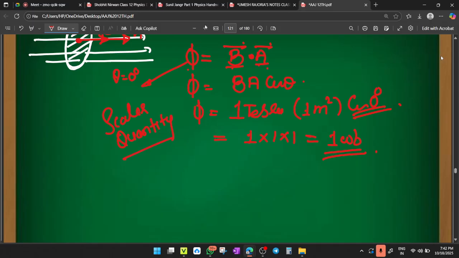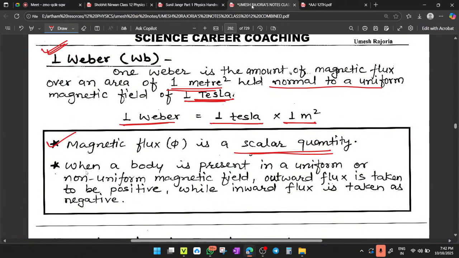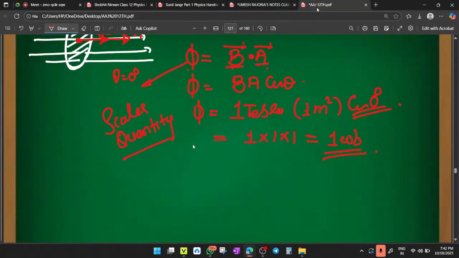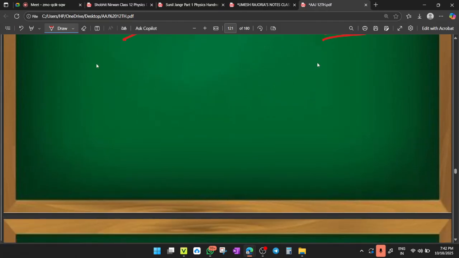So magnetic flux is a scalar quantity. Now, when a body is present in a uniform or non-uniform magnetic field, outward flux is to be positive, while the inward flux is taken negative. We already studied this concept in magnetism.